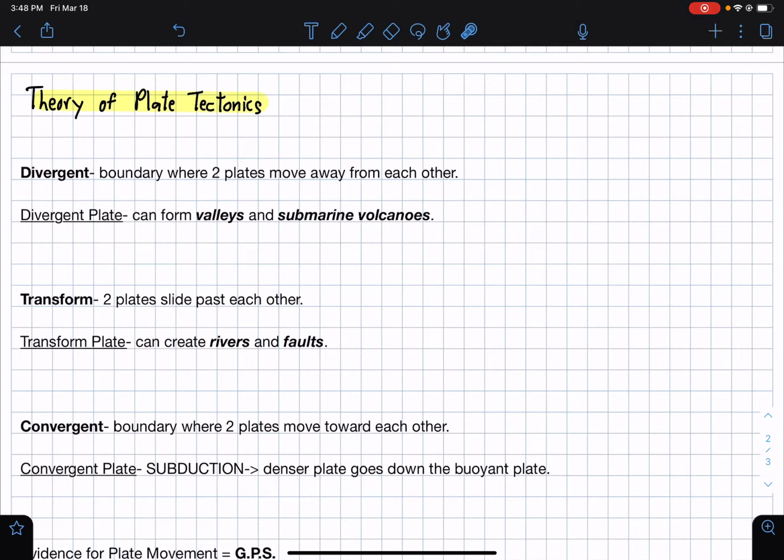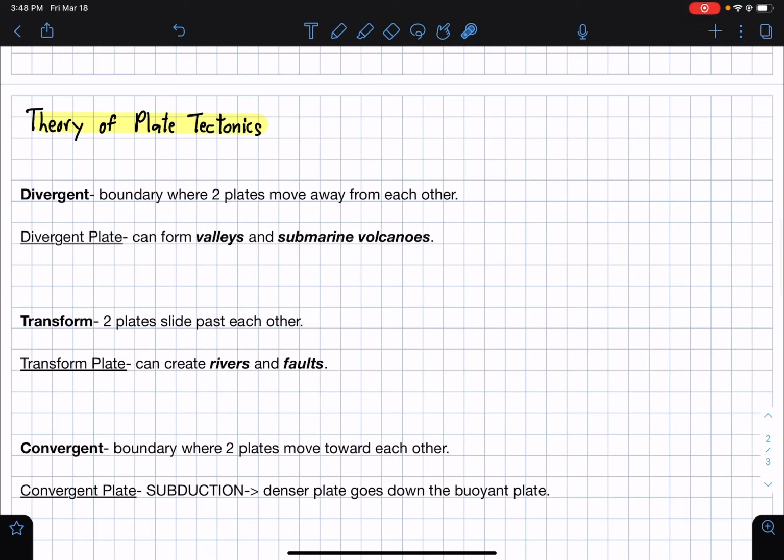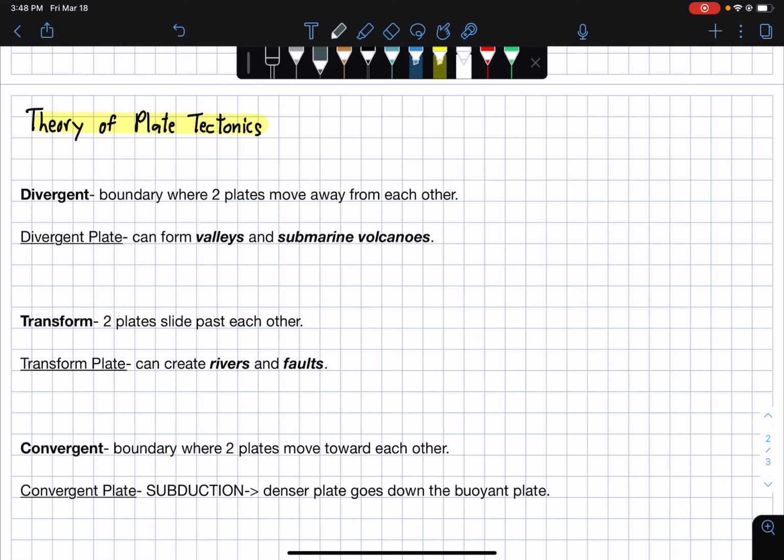So these plates or boundaries might be familiar to you. We'll just reiterate them. For divergent, this is the boundary where two plates move away from each other. Divergent plates can form valleys or submarine volcanoes. They form valleys when earthquakes of divergent plates happen on land. And submarine volcanoes are formed below the ocean, below bodies of water.